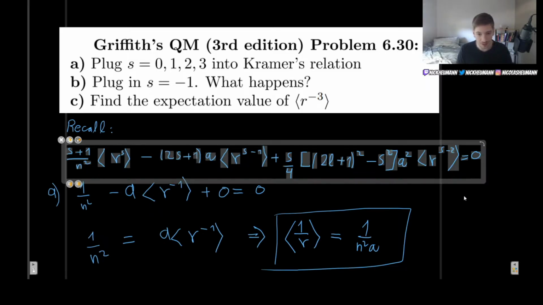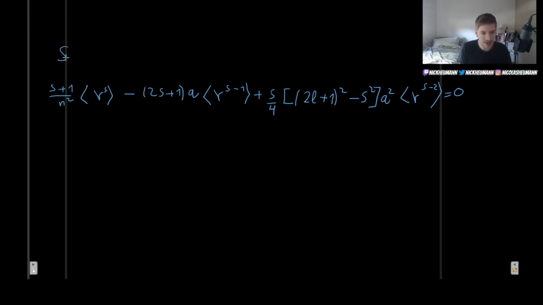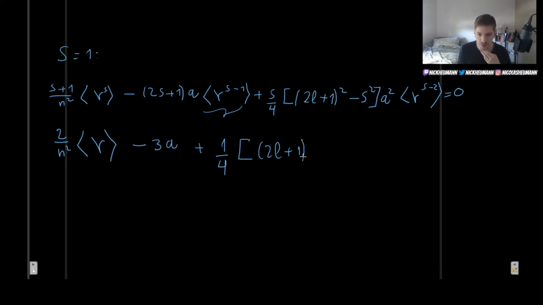Now let's take the Kramer's relation and go to the next page to plug in s equal to 1. So s equal to 1. So in that case here we have 2 over n squared times expectation value of r minus, and here we have 2 plus 1, so we get minus 3a, expectation value of, and this time it's r to the 0 here, so this part is now going to be 1, and then we get plus 1 over 4 times, then we have 2l plus 1 squared minus 1, and times a squared, and there expectation value of r to the minus first power.